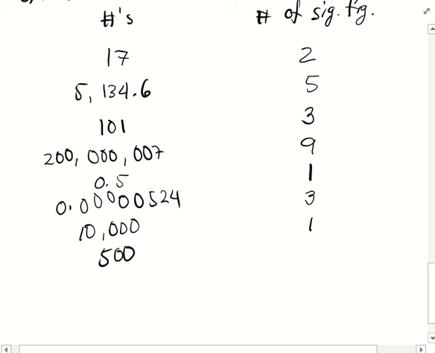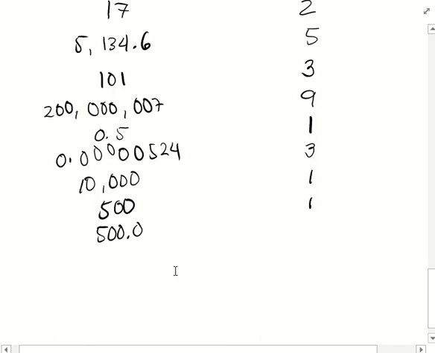500. How many significant figures? It's also only one significant figure. Now how about 500.0? How many significant figures are there? It's the same as 500, but this time there's a decimal point. So how many significant figures do we have? We have 4 significant figures. It's not 1 anymore because there's a decimal point. That's rule number 5. If there's a decimal point, then you consider them significant figures.